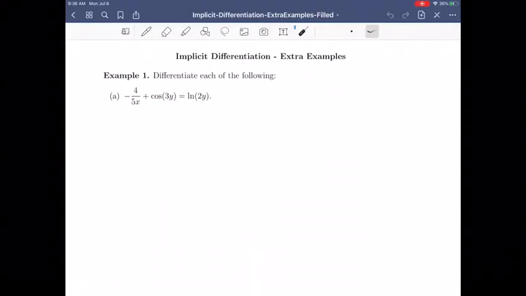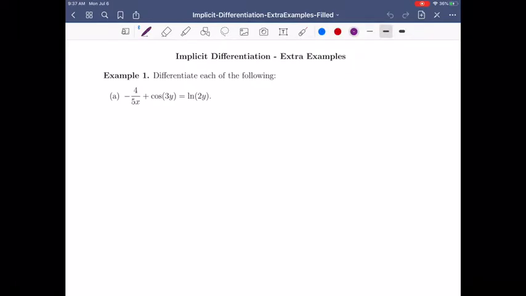In this video, we're going to do a few extra examples using implicit differentiation. So let's look at this first one. I have negative 4 over 5x plus cos of 3y equals ln of 2y. So it's difficult to solve for y. So if I want to take the derivative, I'm going to have to do this implicitly.